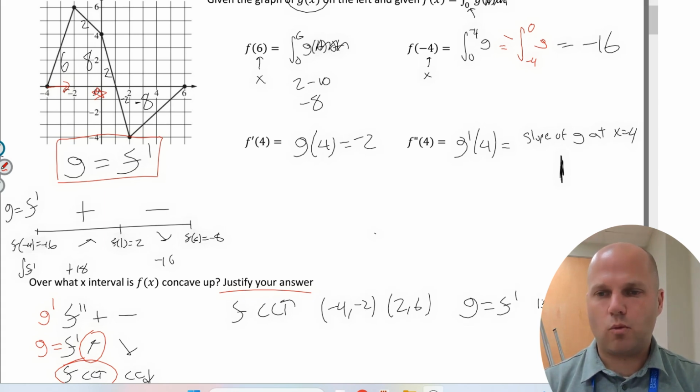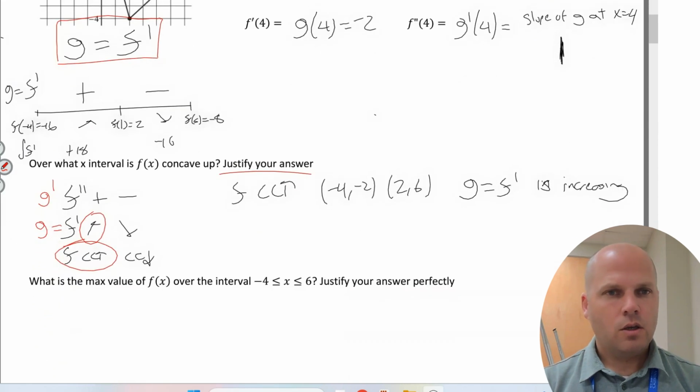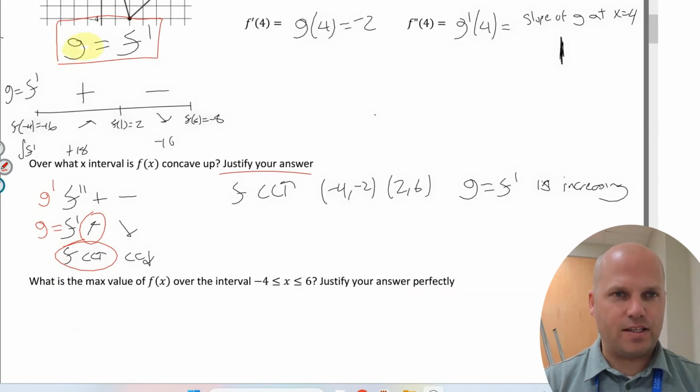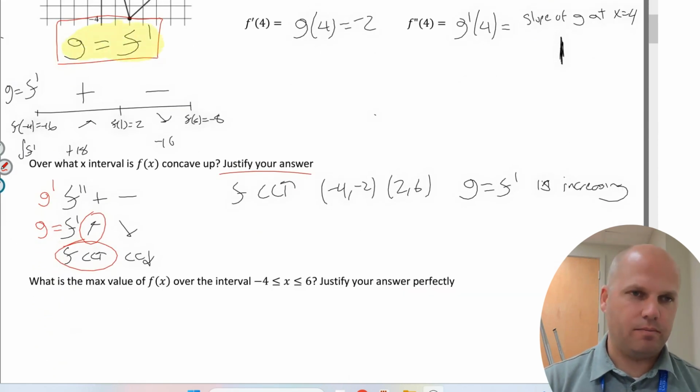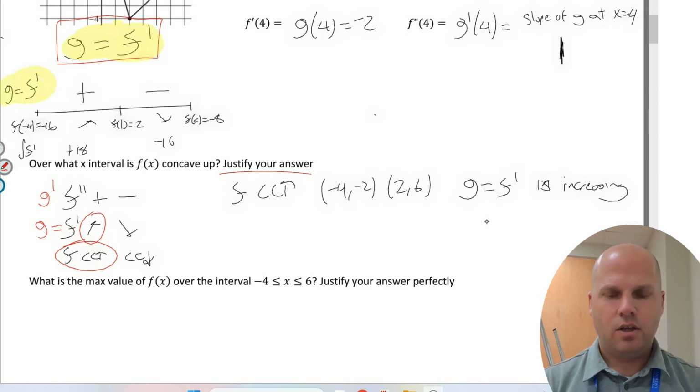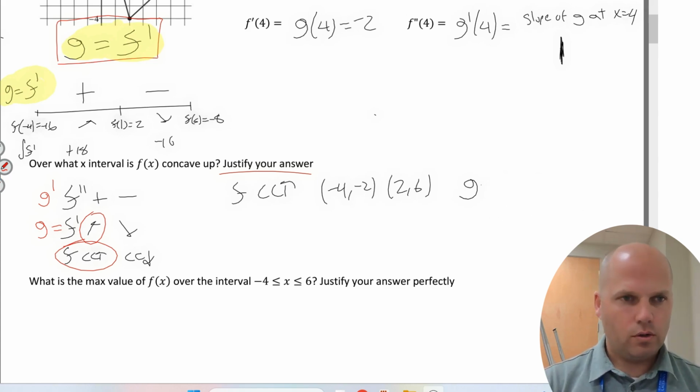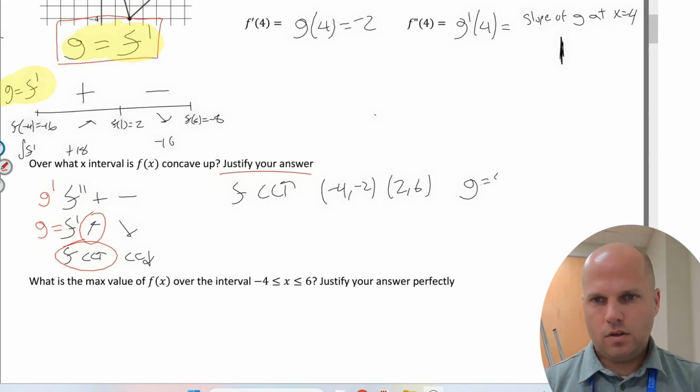When we're doing our free response, you need to somewhere have this down, that G equals f prime. This has to be written down. And then once you have that written down, you just say G is increasing. Or if you want to repeat it again, it's fine.